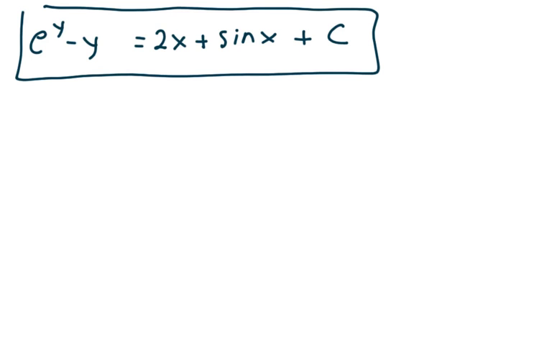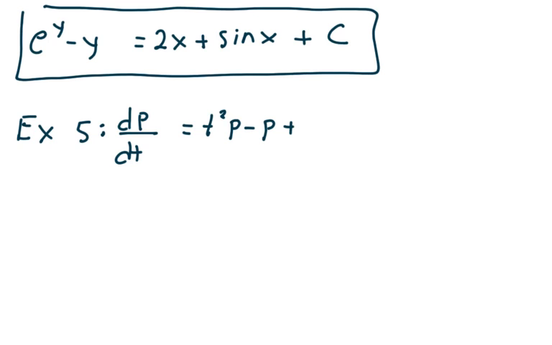Okay? That's example 4. Let's take a look at example 5. Suppose I had dp/dt is t squared p minus p plus t squared minus 1.